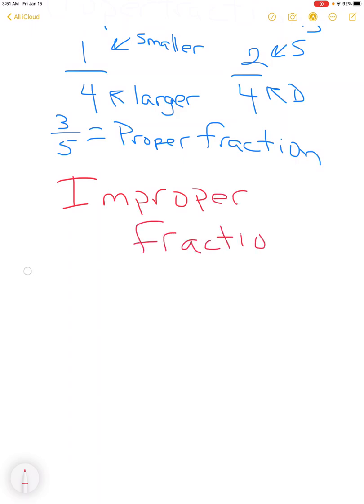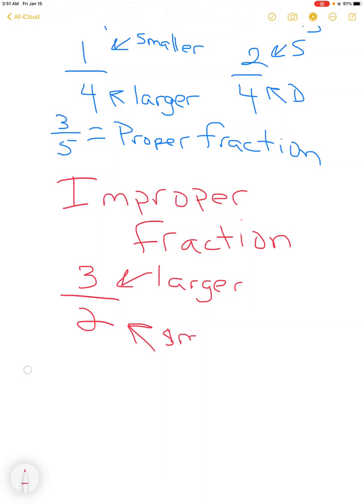Improper fractions, you all, are the opposite of proper fractions, okay? So if a proper fraction is where the numerator is smaller than the denominator, an improper fraction is where the numerator is larger than the denominator, okay? So I'll make sure I write it here. You all can pause and take notes. And the denominator would be smaller. An improper fraction can be any fraction as long as the numerator is larger than the denominator.